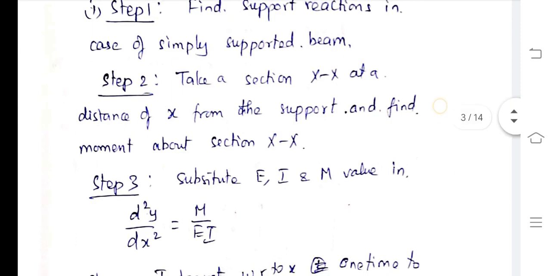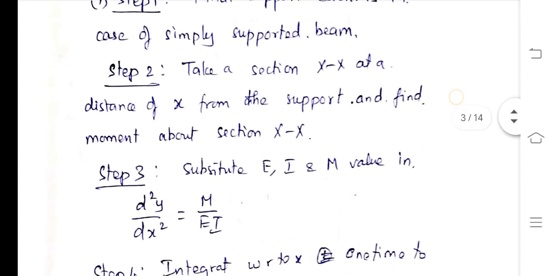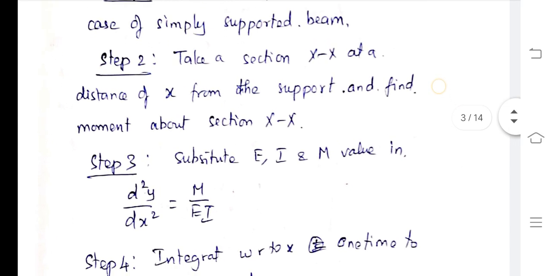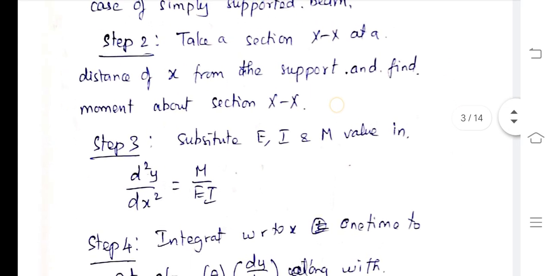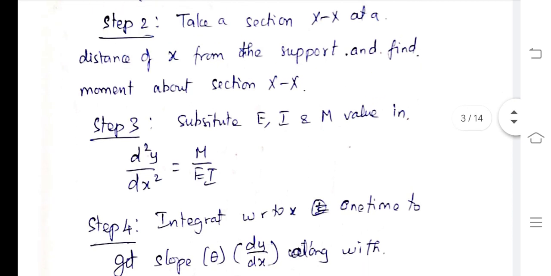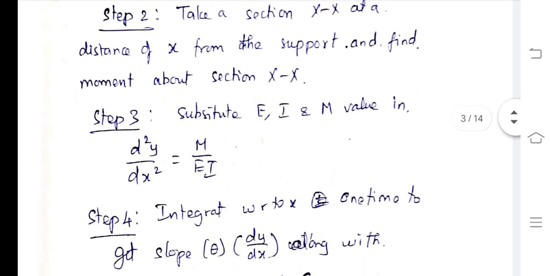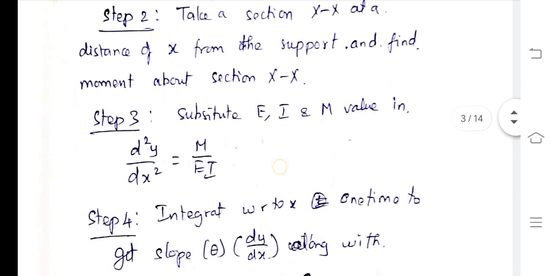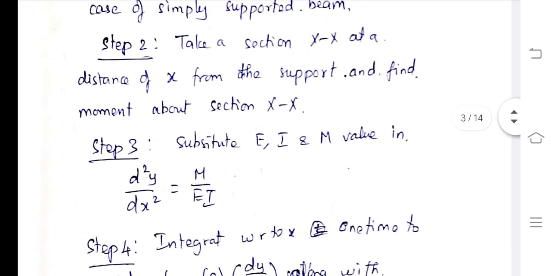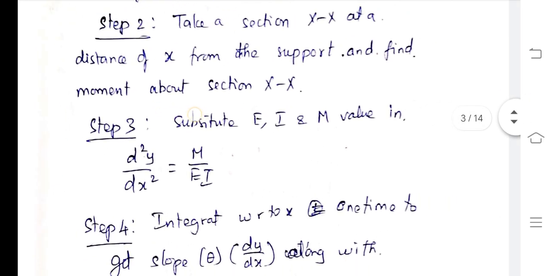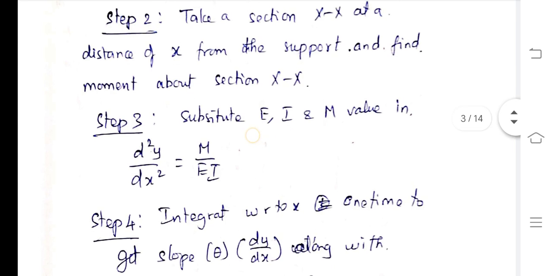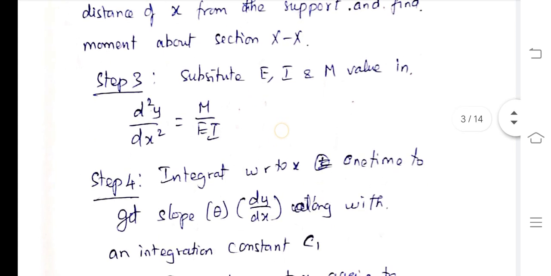Take a section XX at a distance of x from the left support, or from the right support, and find the moment about the section. Then substitute the E value, I value and moment value in this equation. The moment value is the moment about the section that you have calculated, and you have to substitute it here, along with the values of E and I given in the question.